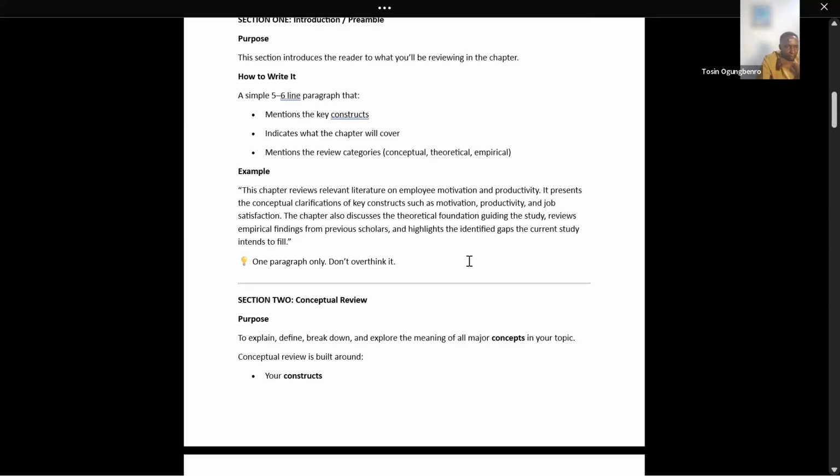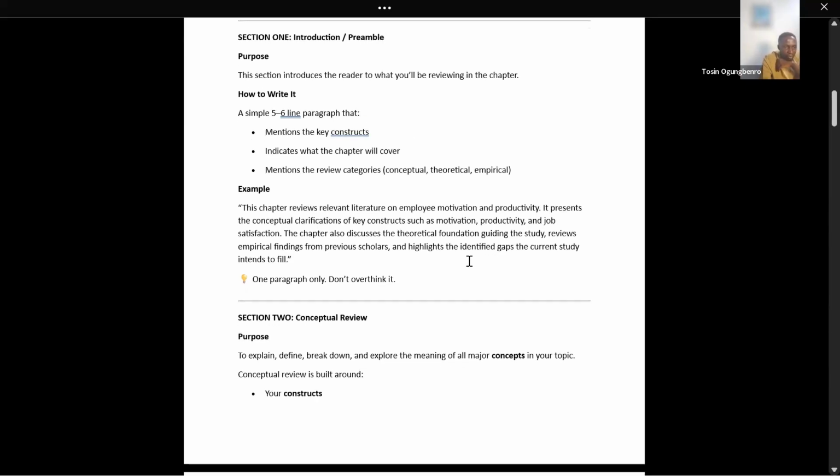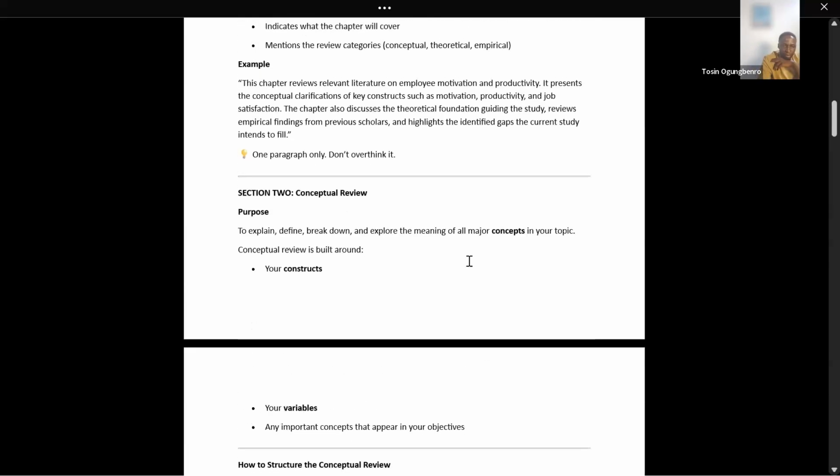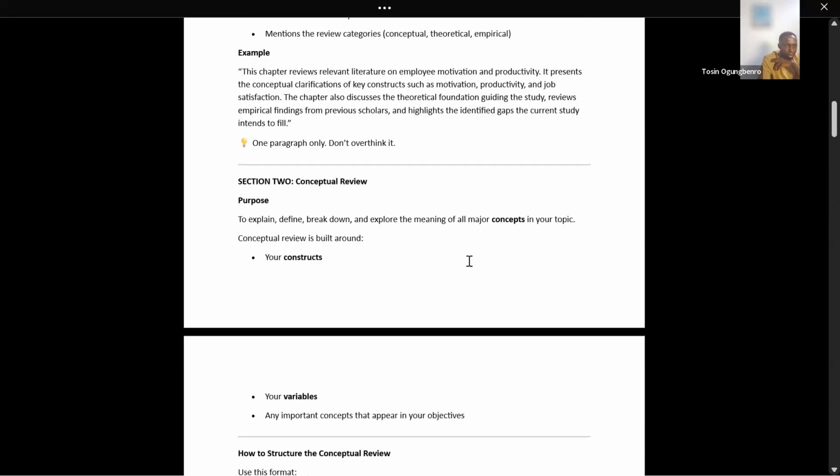So okay, this is an example. The chapter reviews relevant issues on employee motivation and productivity. It presents the conceptual clarification of key concepts such as motivation, productivity, and job satisfaction. It also discusses the theoretical foundation guiding the study. It reviews empirical findings from previous scholars and highlights the identified gaps the current study intends to fill. So this is an example of an introduction or preamble.